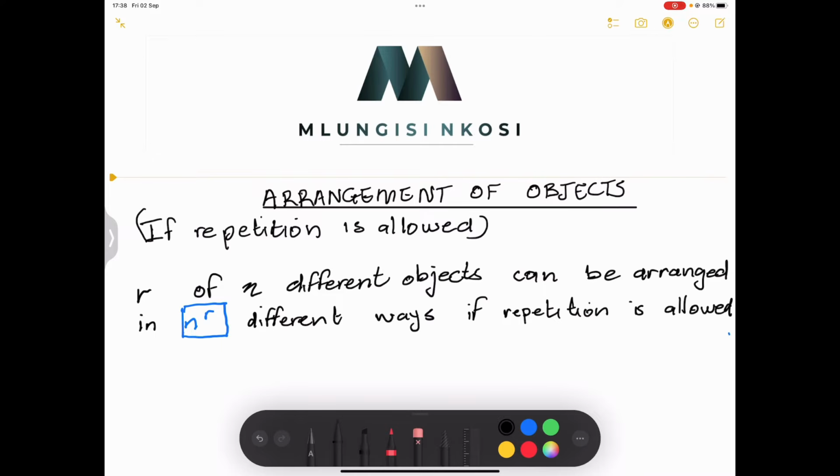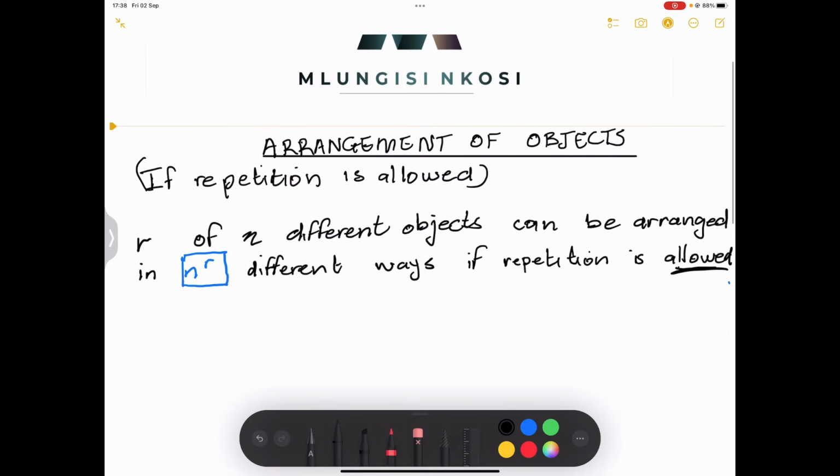Right, so R of n objects can be arranged in n to the power R different ways if repetition is allowed. Now, what do we mean by if repetition is allowed? It means you can use the same object many times, right?